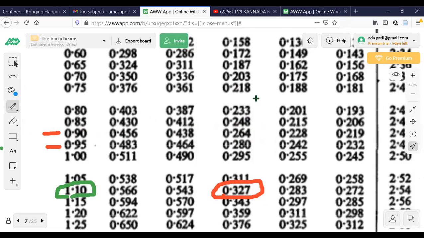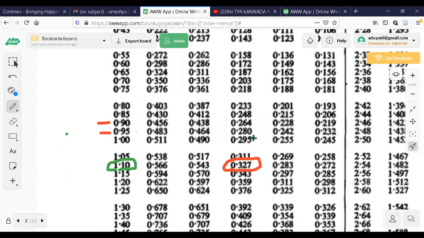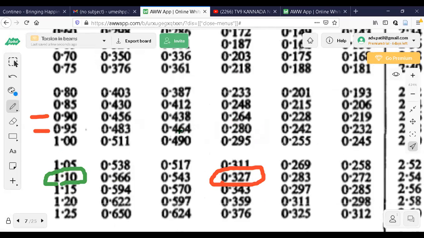I will interpolate and get a value which is in between, corresponding to 415. See, this is the 415 line. So I have two choices here. One choice: 0.908, directly I will take it as 0.90 and use 0.264 and complete the solution. Second, I'll use these four numbers, that is 0.9, 0.264, 0.95, 0.280, and interpolate.